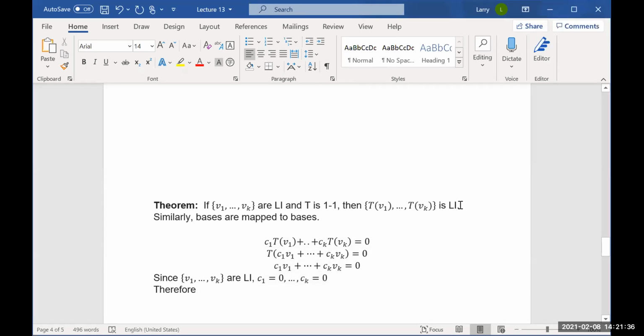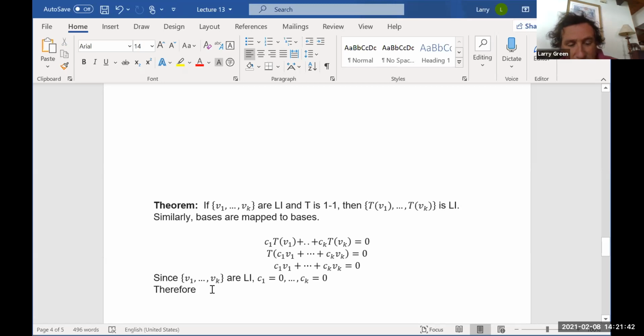T of v1 ... T of vk is linearly independent. Exactly, because our goal was to show the C's were all 0, and they were. So therefore, the set of T's must be linearly independent. And that's the proof. Any questions on that?